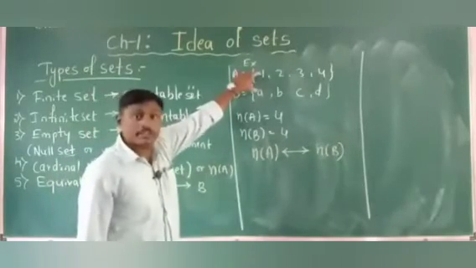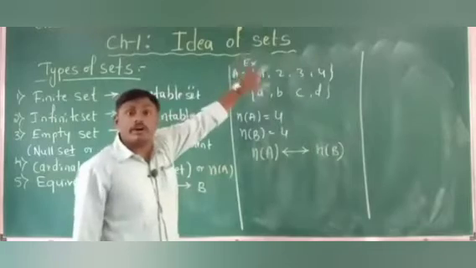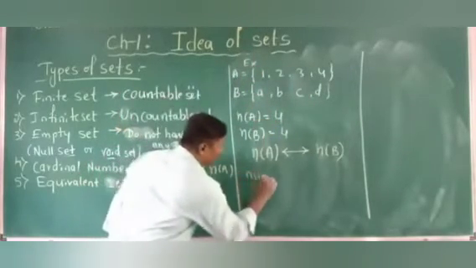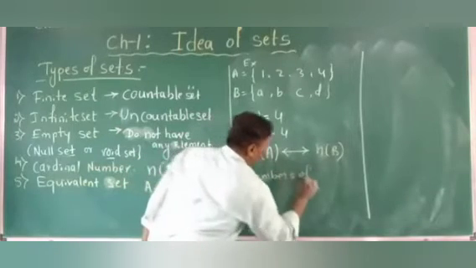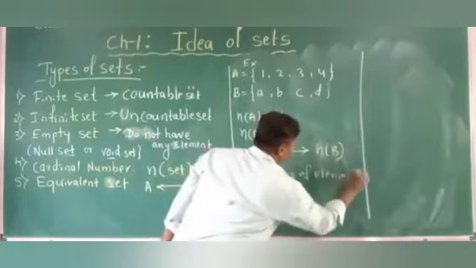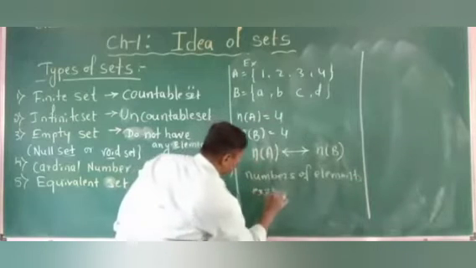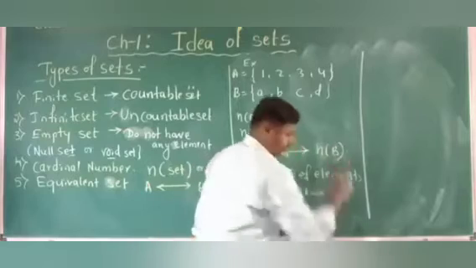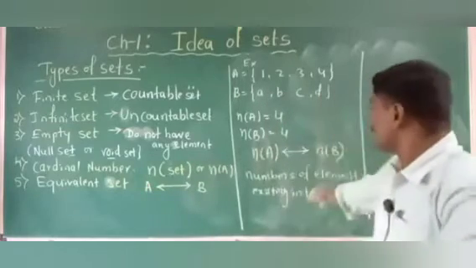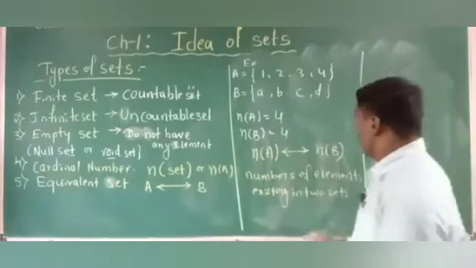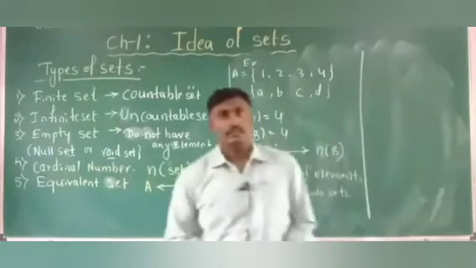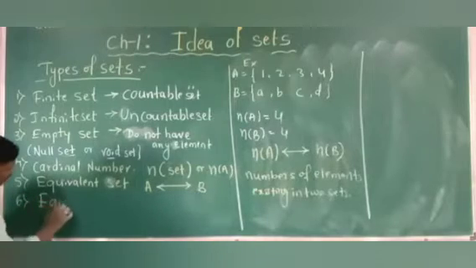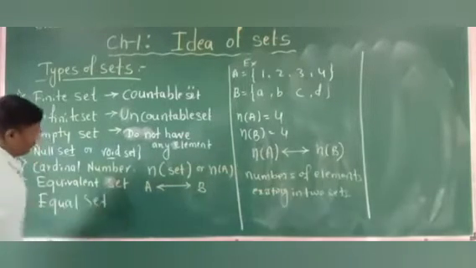But the main concept is that in this equivalent set we are concentrating only on the number of the elements existing in two sets. Okay, next one, the next type is equal set.